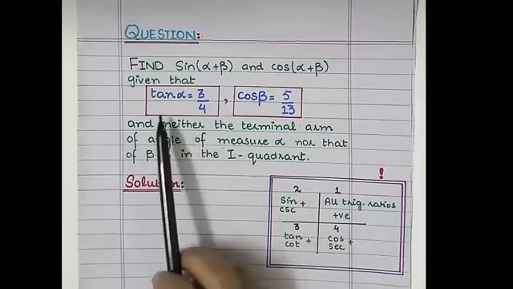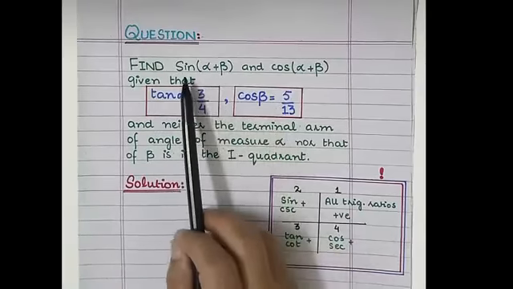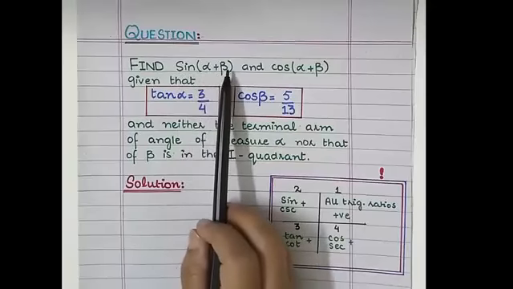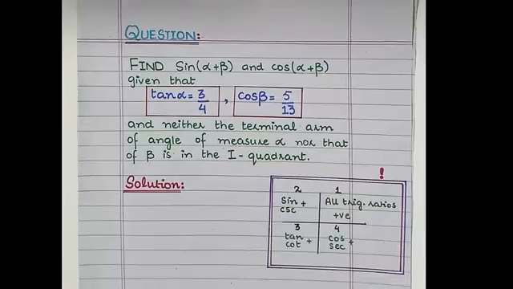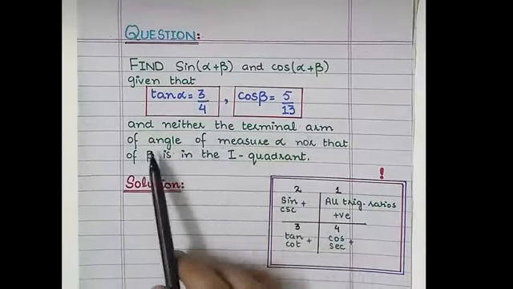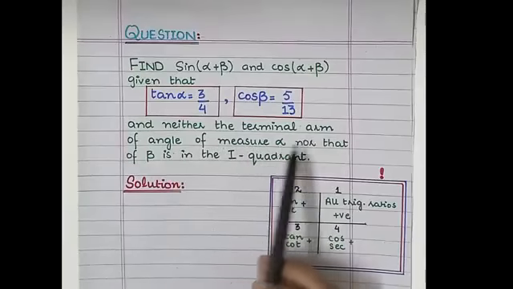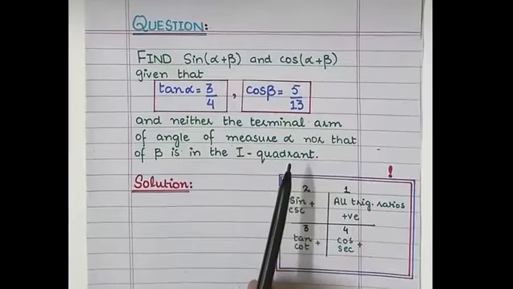We are given the value of tan alpha and cos beta, and we will find the value of sin(alpha + beta) and cos(alpha + beta), right? Also we have been given a condition that neither the terminal arm of the angle of measure alpha nor that of beta is in the first quadrant. So we will assume logically where the terminal arms of these angles will lie, right?